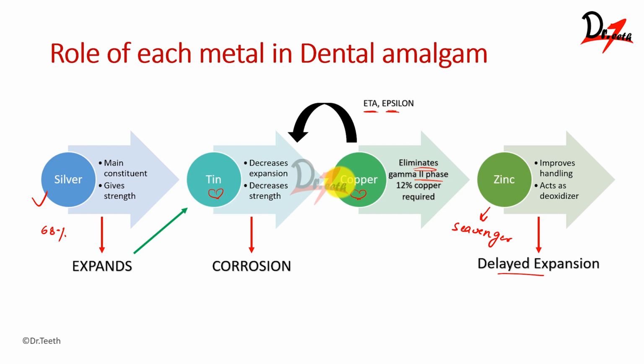So when he finds her in the vicinity, close to her, he does not give a damn about the mercury. He reacts with the copper and there is a formation of the eta epsilon phase, that is the copper tin phase. And for this to happen, we require around 12% copper, which means high copper amalgam is needed, okay. And then we also add zinc because it improves the handling and it acts as a deoxidizer. We can say that it is a scavenger. But when we have zinc free alloys, we deal with that type of amalgam in an inert atmosphere. And the problem with zinc was that there is delayed expansion. So I hope you understood this.